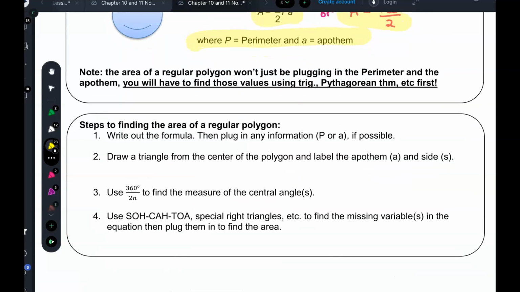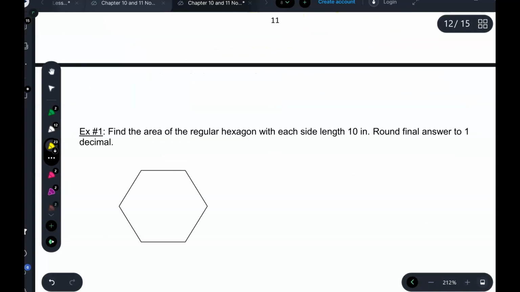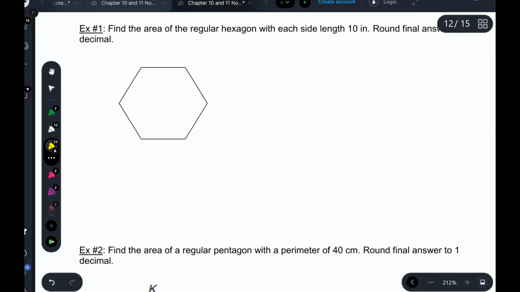Okay, so here's some steps, and we'll go back to these steps on the next page because there's a lot of them. We're going to write out the formula, plug in any information that we know, and then draw one of those triangles. We're going to figure out the measure of the central angle, and then use either SOHCAHTOA or special right triangles to find out what we're missing. Okay, we'll come back to the steps.